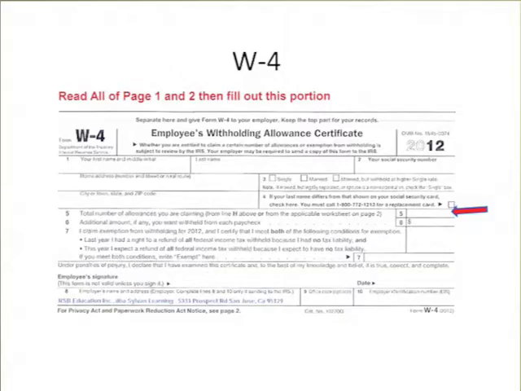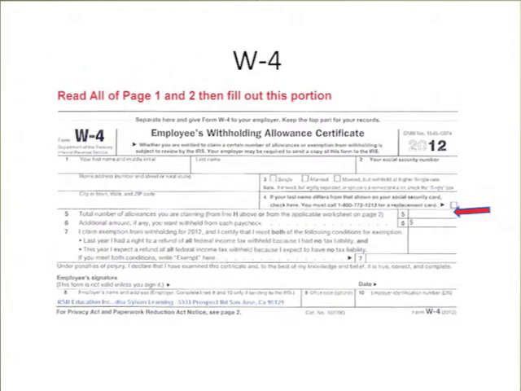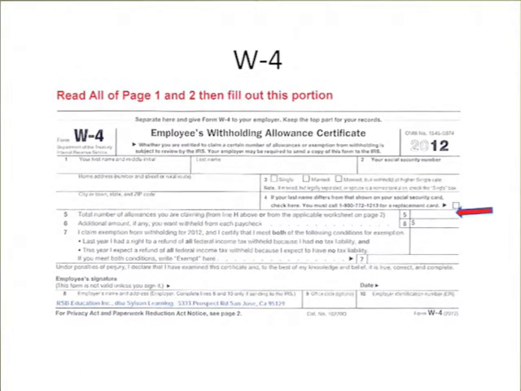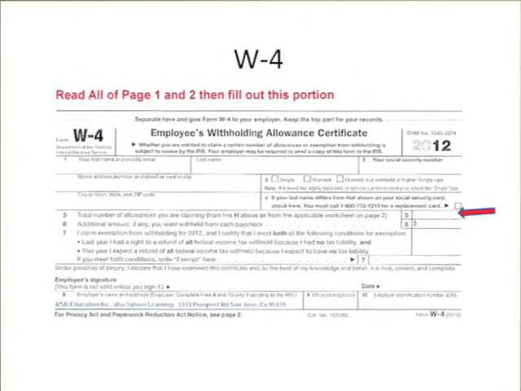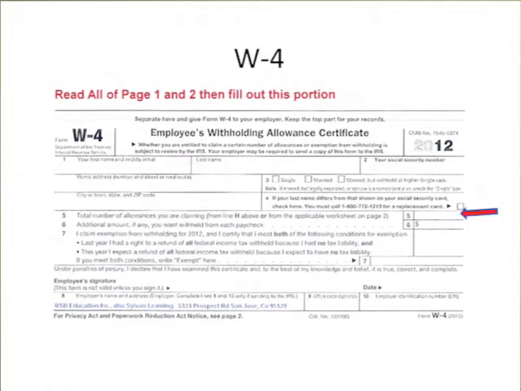The W-4 form needs to be completed. Please refer to the second page to calculate the allowances that you want to claim. Please don't forget to fill out box number 5 and sign at the bottom.